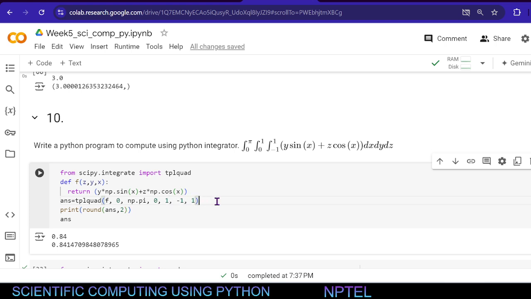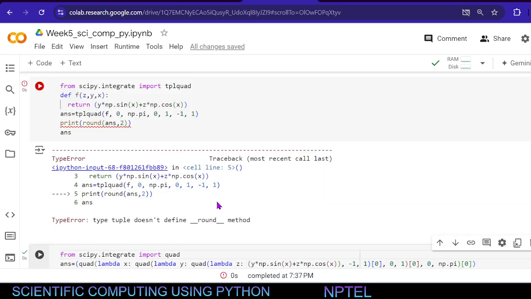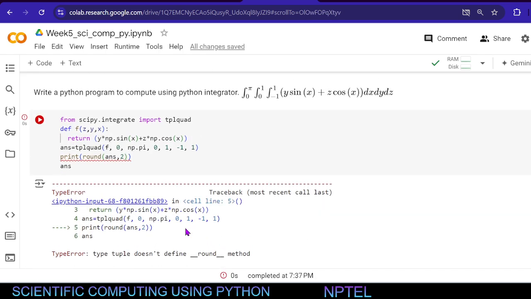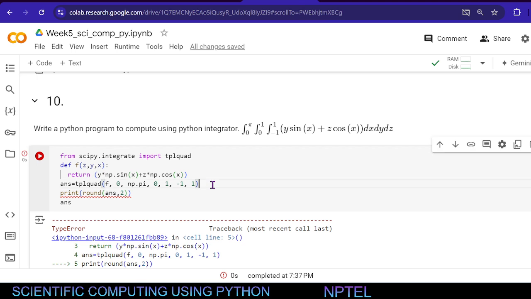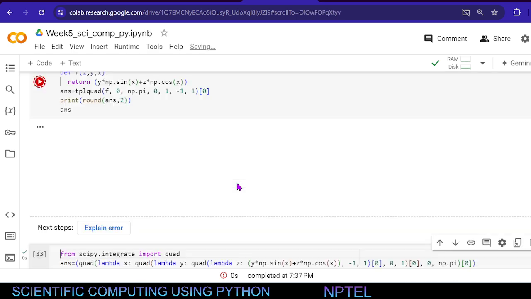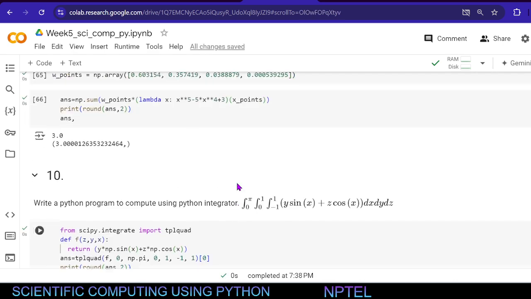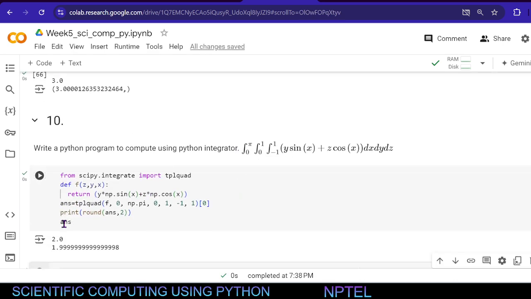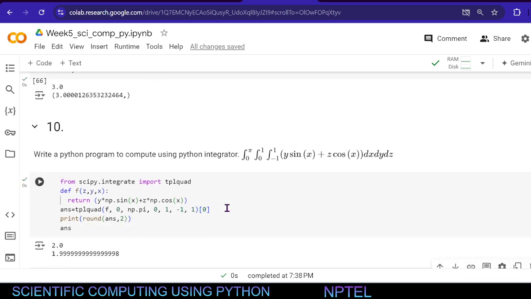Okay, it doesn't define round. Oh yeah, so this gives an answer in the form of a tuple which has two elements, the answer and the error. Yeah, so then it gives the answer, which I hope is 2.0, and the actual answer it generates is 1.9999. Okay, so this is how you do triple quad.